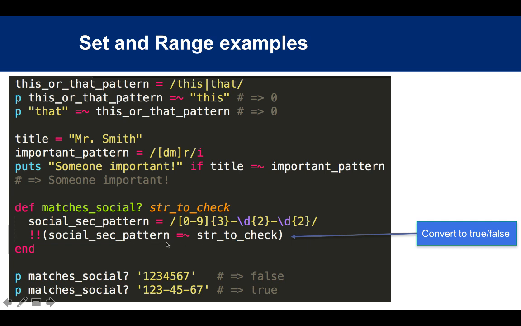Now the match will either give you a 0 position, let's say 0, or nil if it doesn't match. So you could use the double bang to convert that to a true or false. So in this case, matches social 1, 2, 3, 4, 5, 6, 7 does not match because there are no dashes in between. But the second one, 1, 2, 3, dash 4, 5, dash 6, 7 does match. Also notice how matches social has a question mark in the method name, which makes it very descriptive.